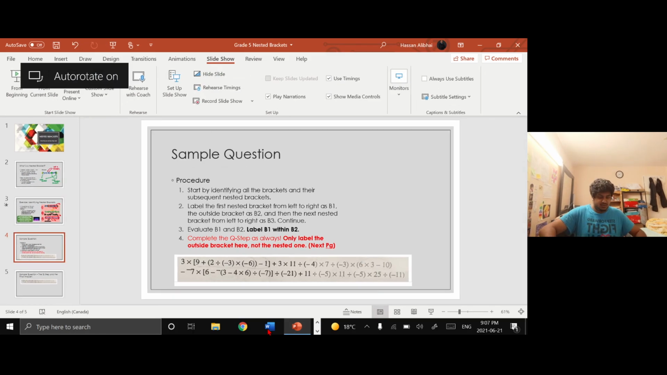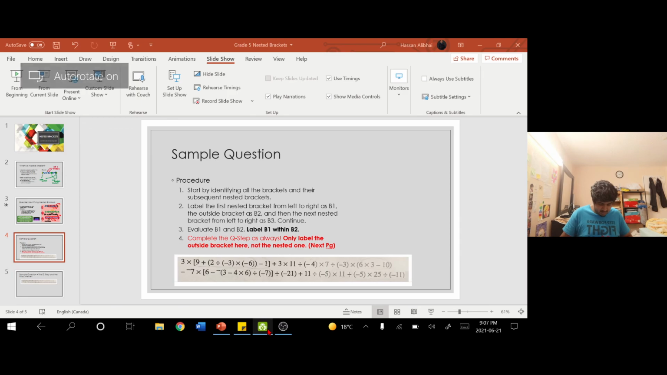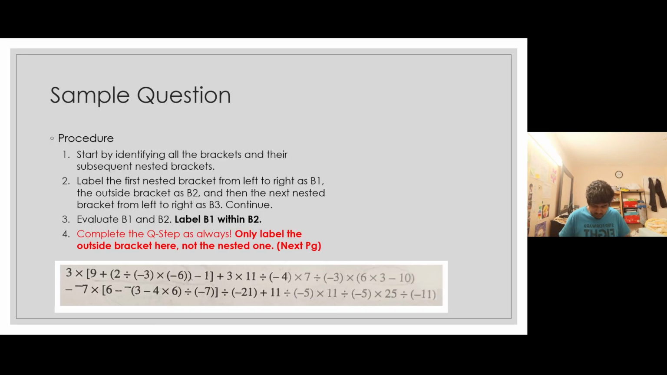Alright, guys, let's now go through the sample question. This sample question, I really like it because it's pretty easy, but it also has 2 nested brackets within it, which is great, which is exactly what we want, right? First of all, we want to start the slideshow from the current slide. That is correct. Now, here is the procedure anytime you have a nested bracket situation.